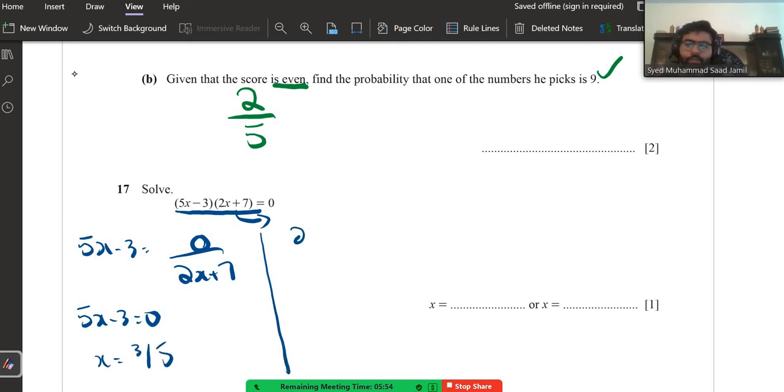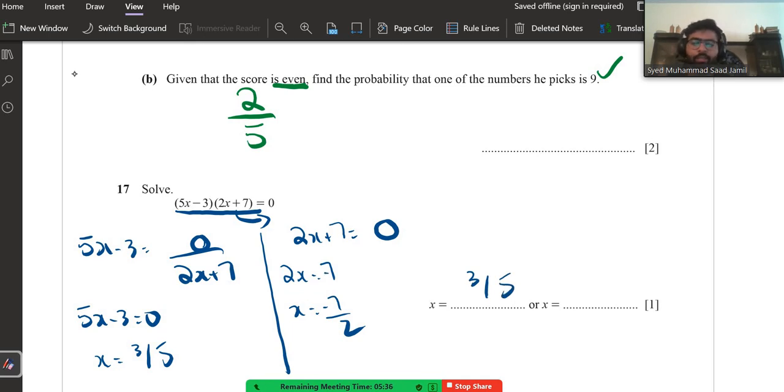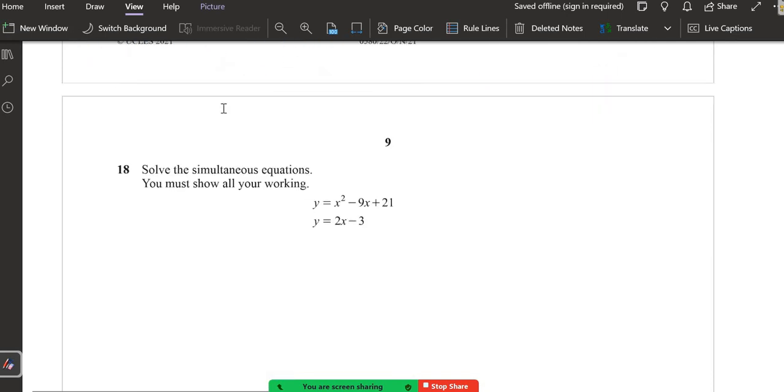Second one, 2x plus 7 is equal to 0. Now why is it 0? Most students don't even know why it is 0. Because 5x minus 3 went down there and it was divided. So 2x is equal to minus 7. x is equal to minus 7 upon 2. So 3 upon 5 and minus 7 upon 2. That's how you solve this question. Moving on to question number 18.